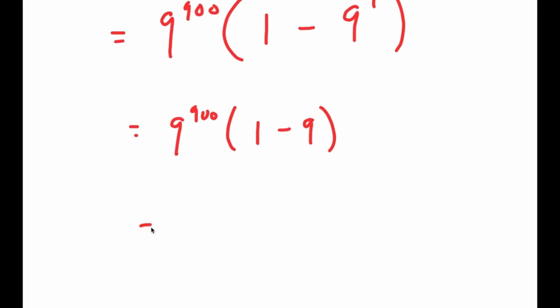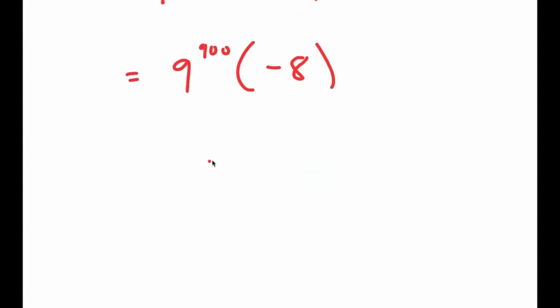Now 1 minus 9 is equal to negative 8, so I get 9 to the power of 900 times negative 8. Now from here, I said I was going to simplify this as much as possible. And we can't really get the exact value because 9 to the power of 900 is such a big number that we can't actually get the exact value for that. However, what we can get is the simplified value, and we're going to simplify it as much as possible.